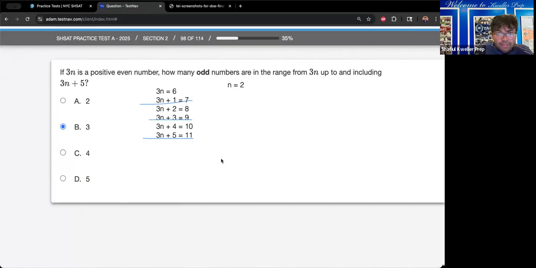So with this one, you can just plug in n. We know that n is an even number, so it would just be n equals 2. So 3n is just 6, and we know that's correct. So how many odd numbers are in this range? We just do 3n plus 1, plus 2, plus 3, plus 4, plus 5, and then we evaluate from there. Okay, let's go to the next one.